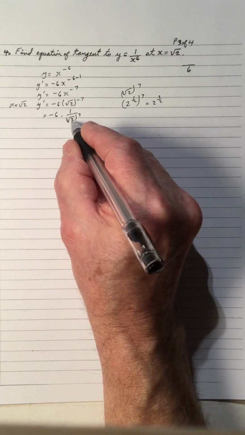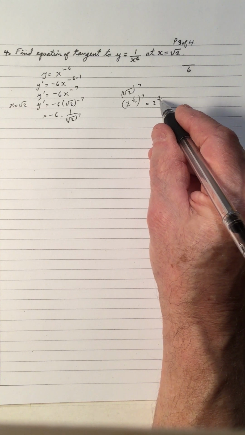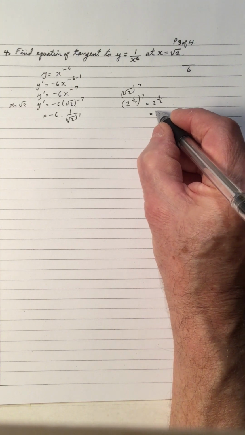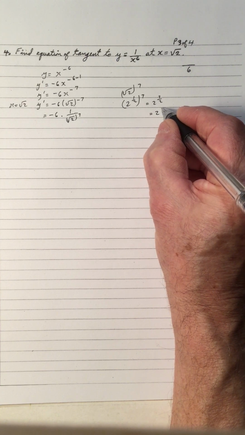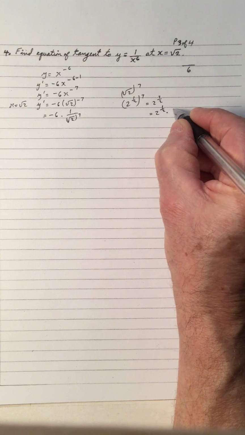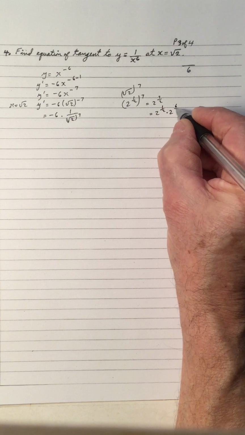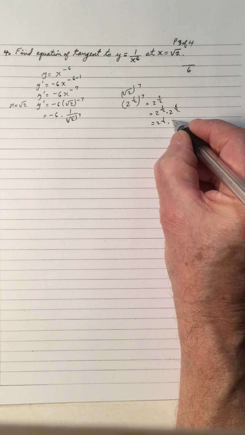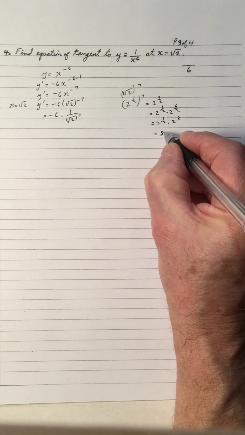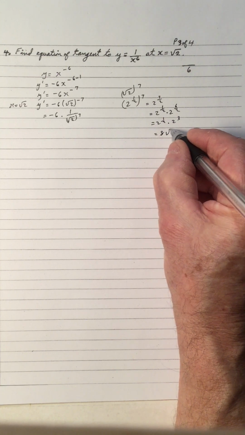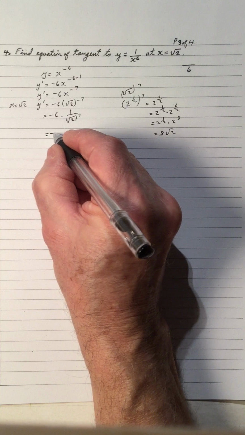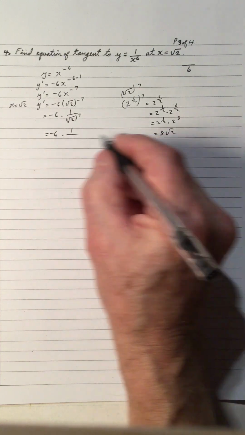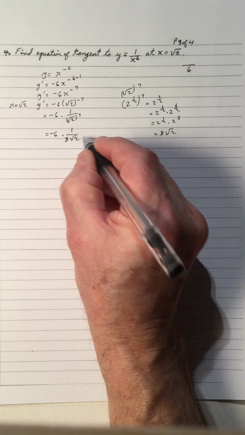So that's one way to do it. 2 into 7 goes 3. So that's 2 to the 1/2 times 2 to the 6 over 2. So that's 2 to the half times 2 to the 3. So that's 8. 2 to the half is root 2. So that's negative 6 times 1 over 8 root 2.